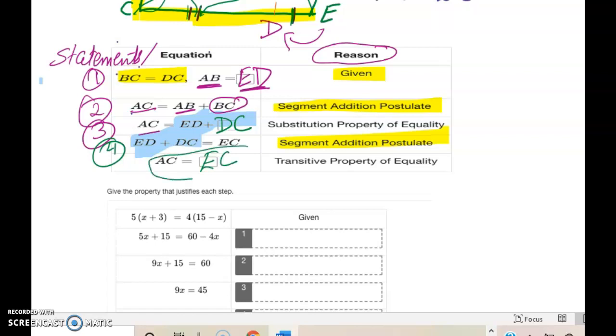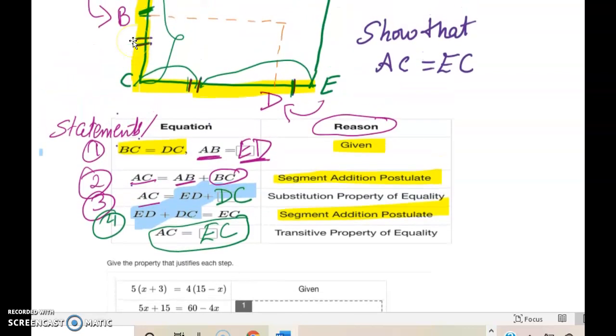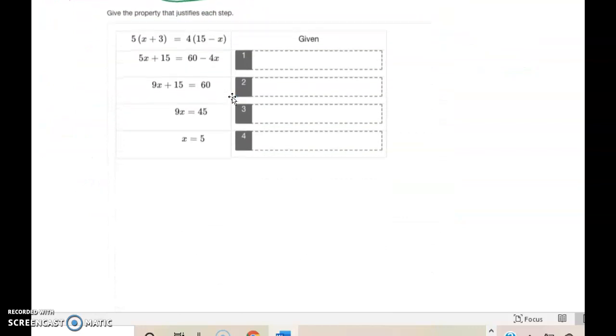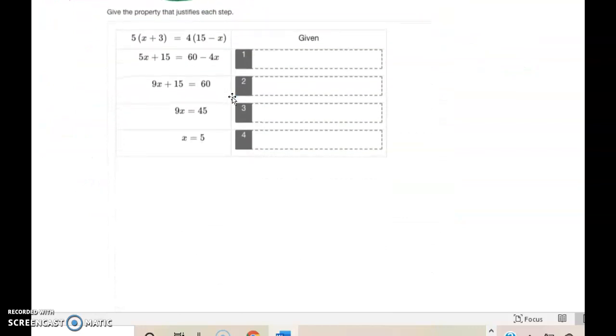And that is what they are asking us. See, they want us to find out what AC is equal to: EC. So one step at a time and everything will be okay. Let's try one more time. Now, in this particular case, they are asking us, give the property that justifies each step. Okay, so we change the color for this.